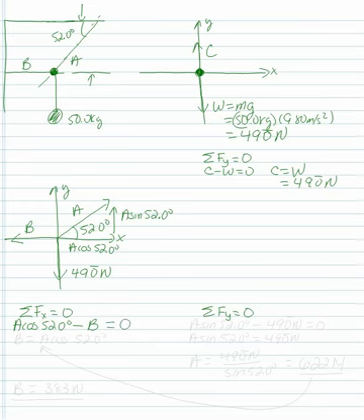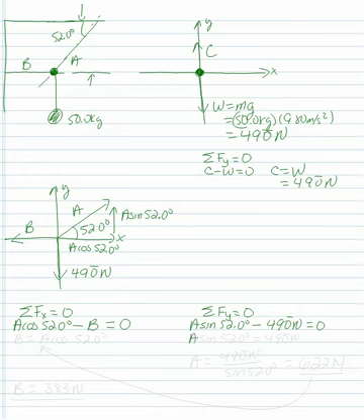Now we can do the same for the y. A sine 52 minus 490 newtons equals 0. The physics is now done. The only thing left is math. So we have two equations and two unknowns. We have to find the easiest one to work with first. Since the y equation only has one unknown, we'll solve that first.